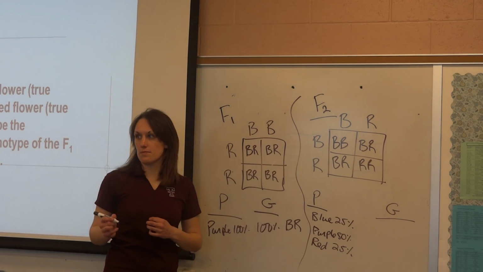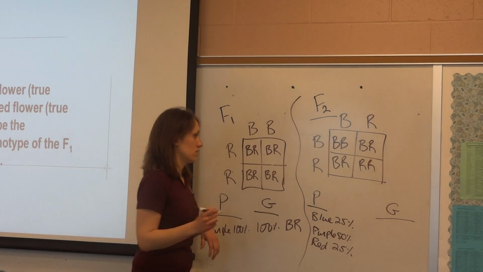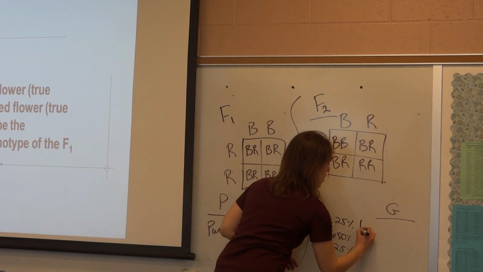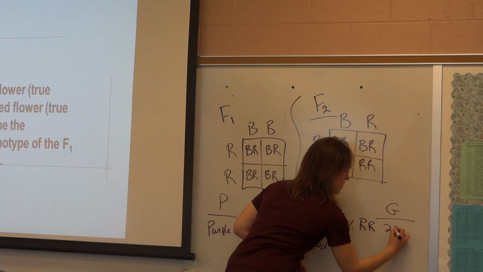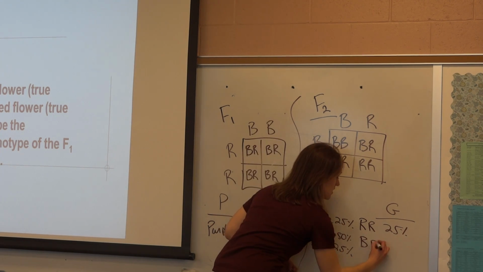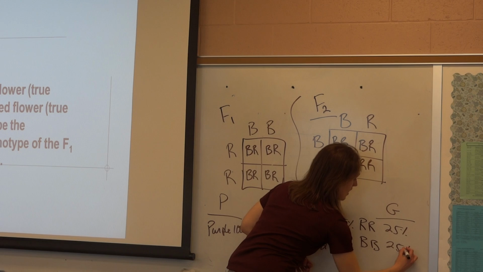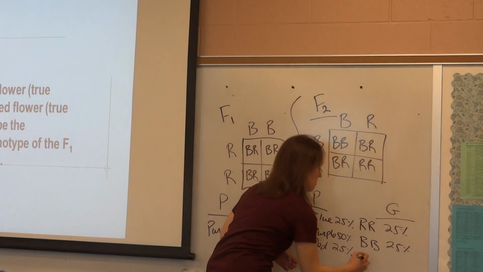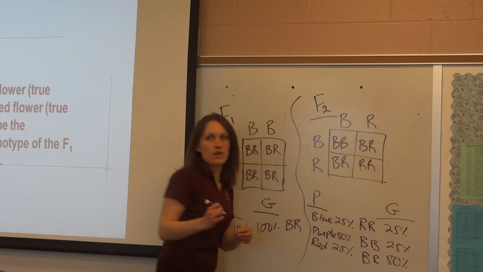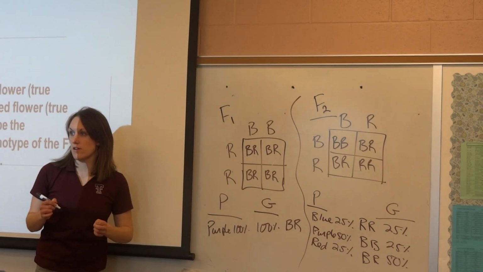Alright, let's do the genotype. What's my genotype going to be for this? BB. Good. BB is 25%. What's another option? RR. And what's that percentage? And what's my last one? BR, 50%. Alright, are we good on that? We can all do that on our own?